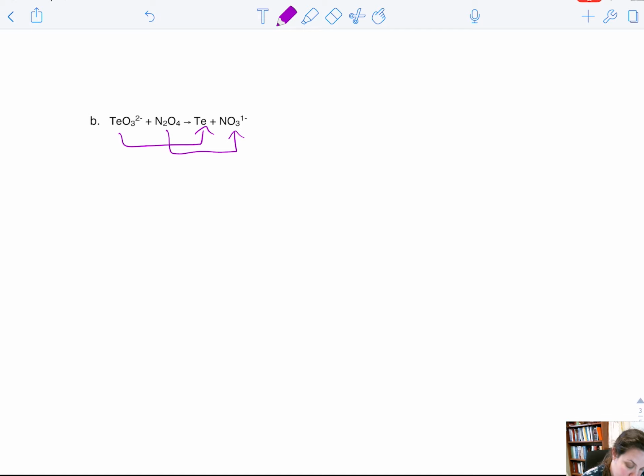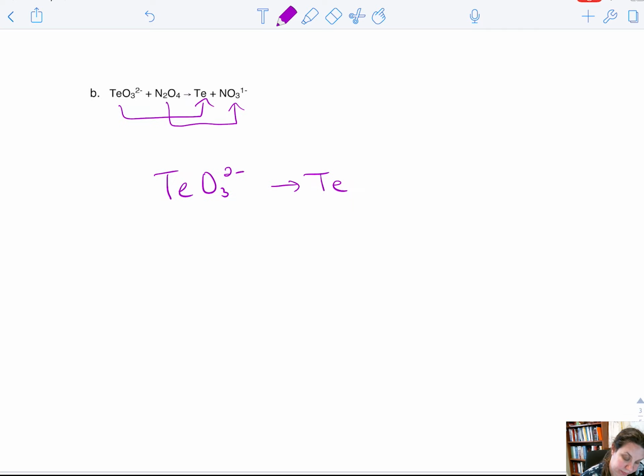And anytime we go from a compound to an element or an element to a compound, we're going to be changing oxidation state as well. So let's put this over a little bit more. Okay, so we have tellurium oxide going to tellurium. So tellurium has a positive oxidation state on the left, and then it goes to neutral, so it is becoming more negative, so this is reduction.